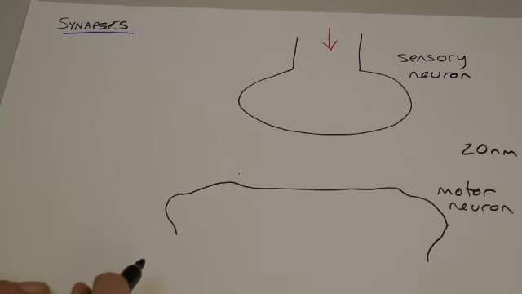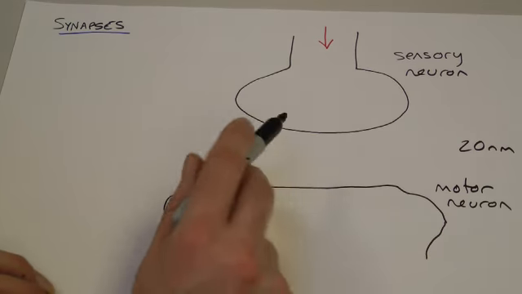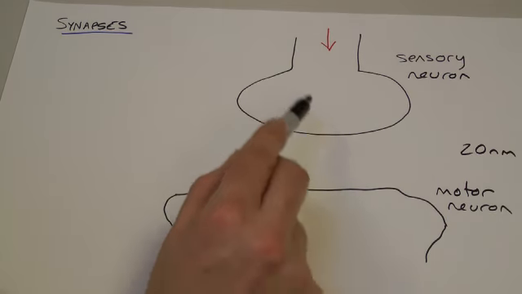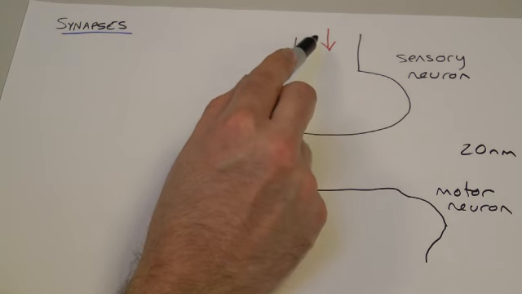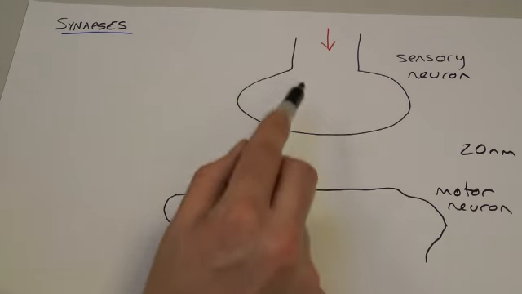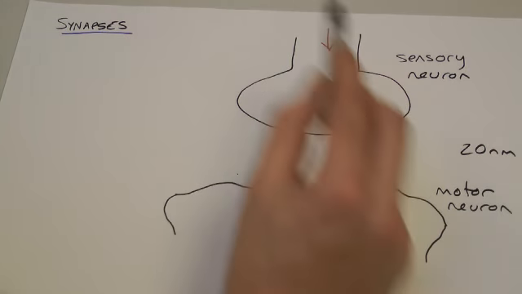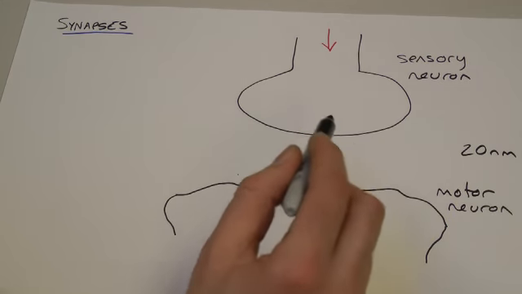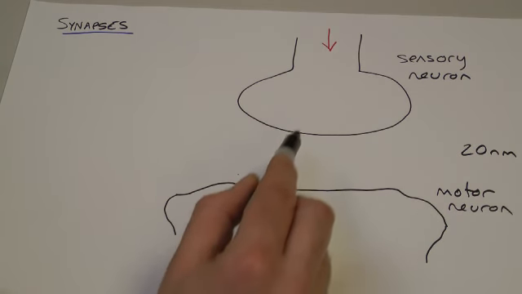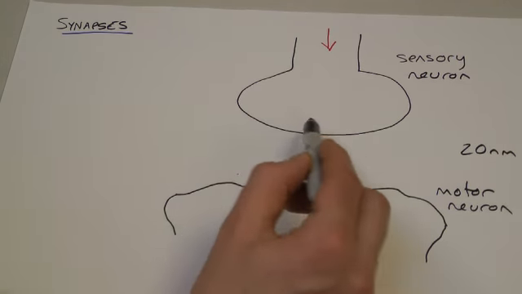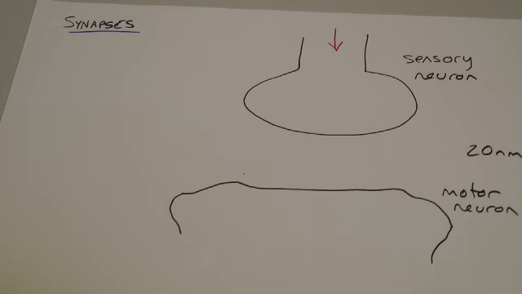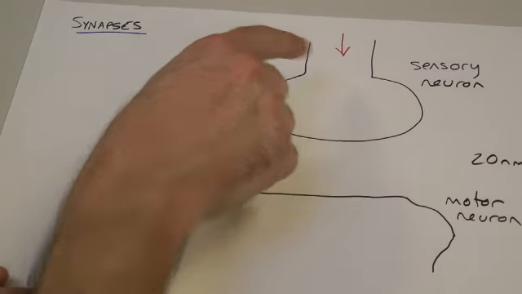It's about 20 nanometers across, which isn't very big, but it's enough to slow the nerve impulse down, because the nerve impulse is travelling quite quickly along this axon. If it's a myelinated axon, if it's got the fatty sheath around it, at maybe about 400 meters per second. Across the gap, it slows down considerably, to about 15 meters per second. So how does it do it?